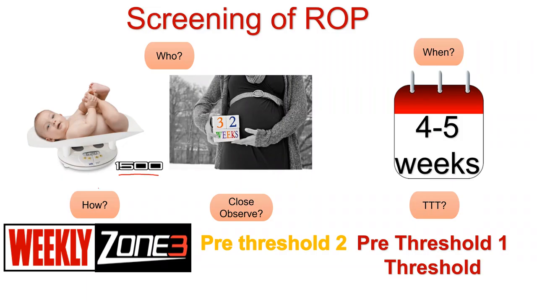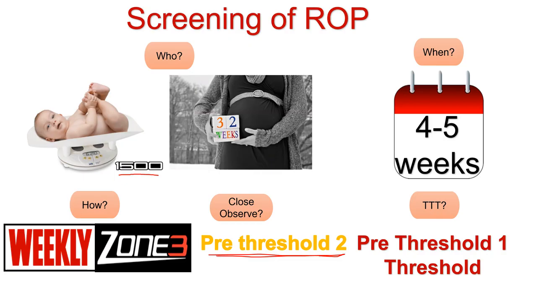So how can we follow up these patients? We follow up those patients weekly or every 2 weeks, depending on the stage, the zone, and the progression. Our aim is that the vascularization will reach zone 3. We can even do closer observation in patients who have what's called pre-threshold type 2. We are going to discuss this right now.